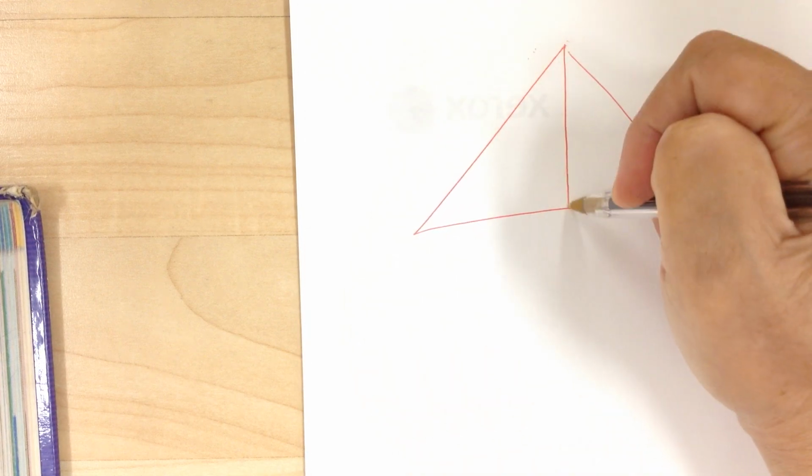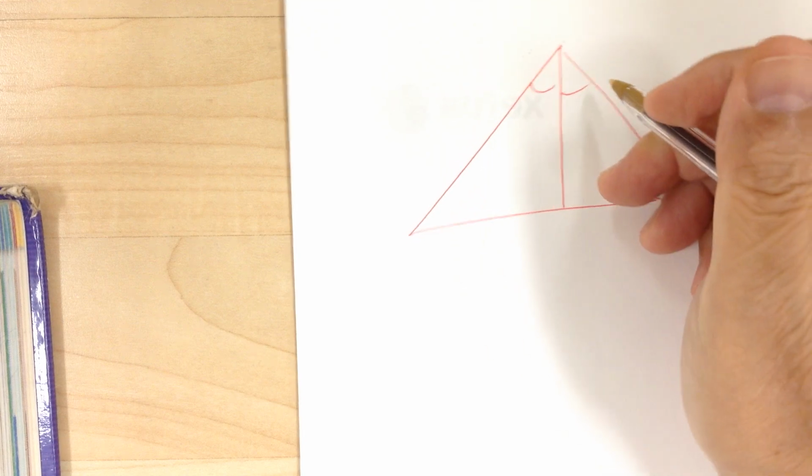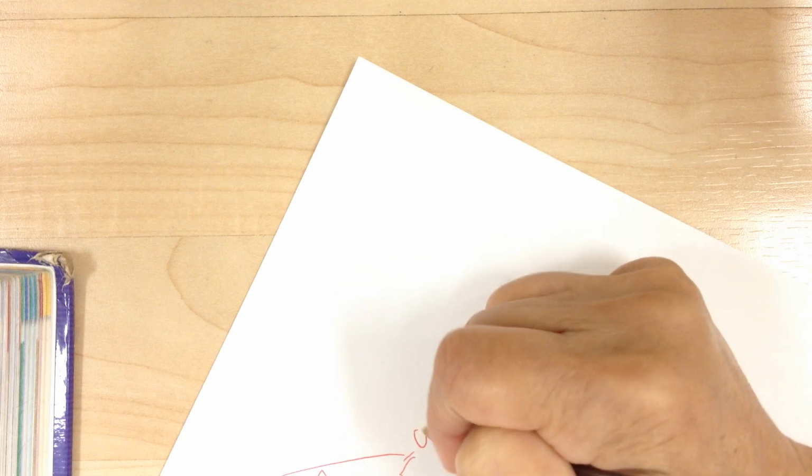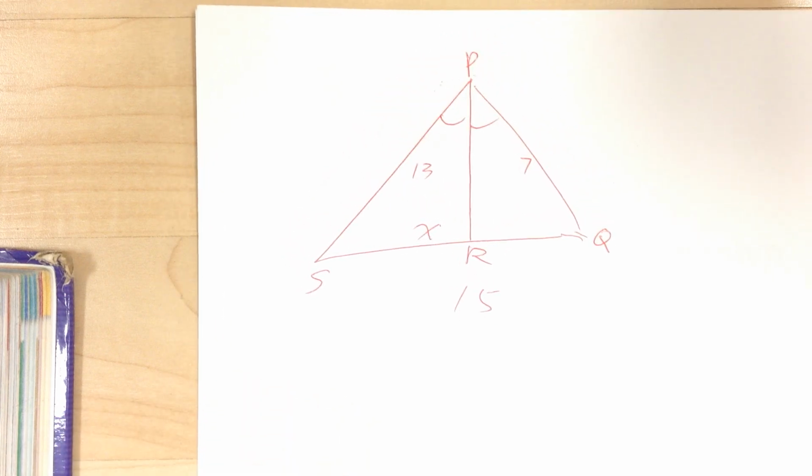Again, it does not have to be proportional, okay? It does not have to be the same picture. So this is angle P. Again, I'm turning the picture sideways. So this is 7, 13. This is X, and this is 15. This is Q, and this is R and S. Okay? So this is the picture that you have.